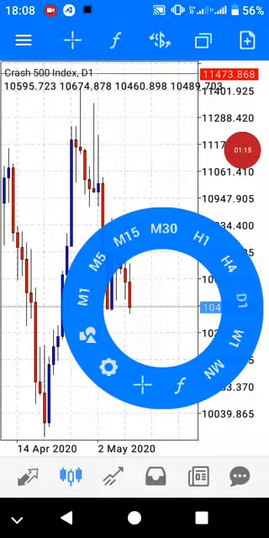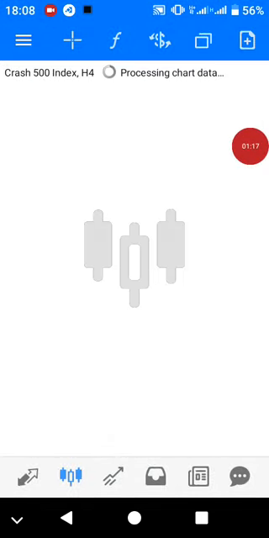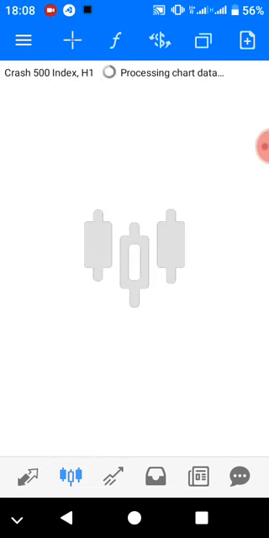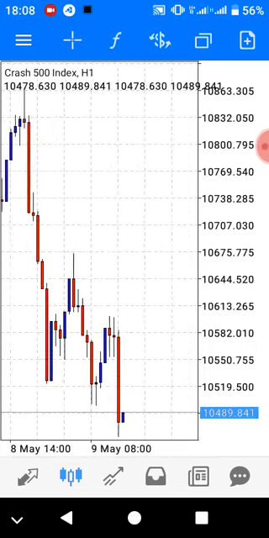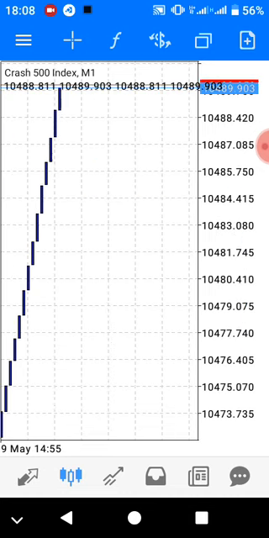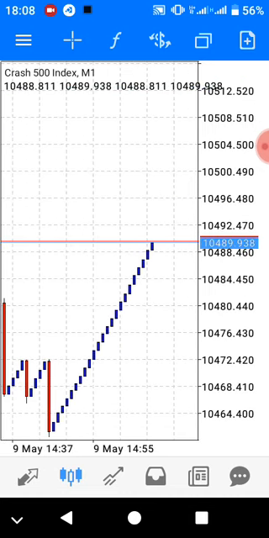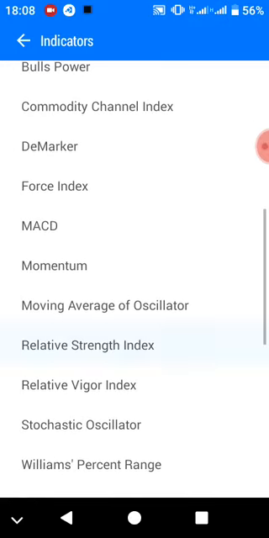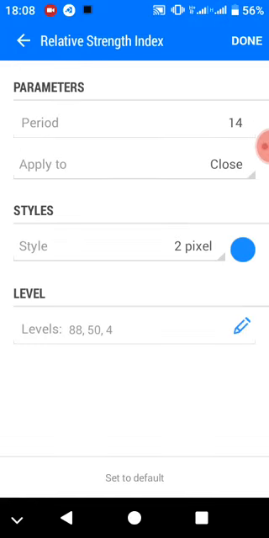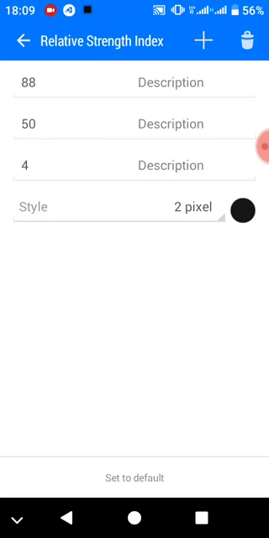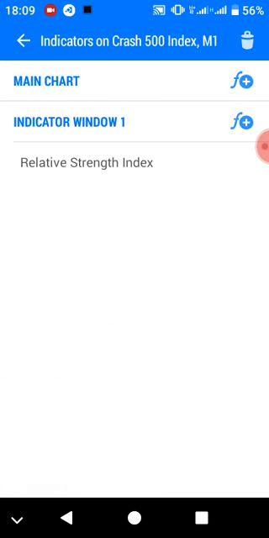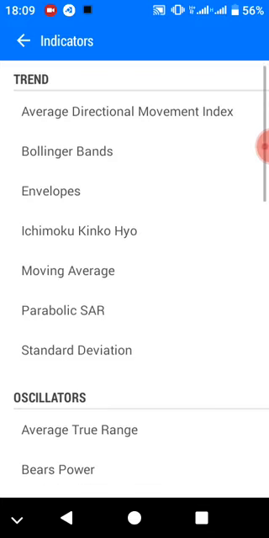We go down to the 4 hour, we see that it's going down. The 1 hour, it's going down. Our entry will be the 1 minute time frame. The indicators that I use: RSI 14 with levels 4, 50 and 88. You click done, then add another RSI.